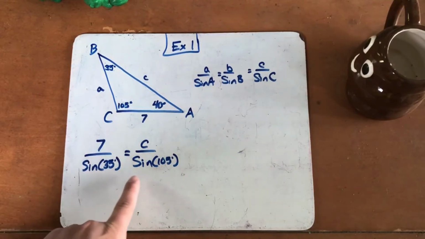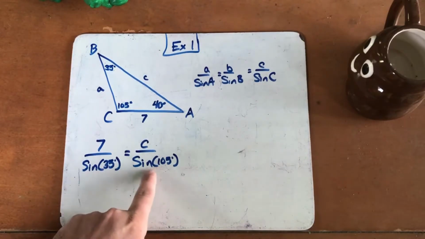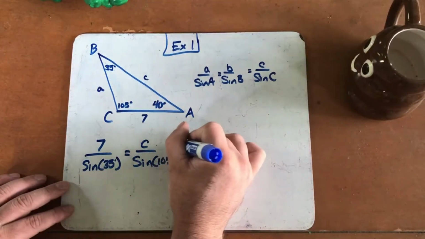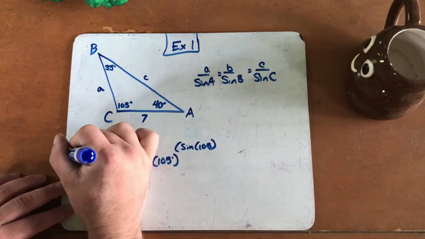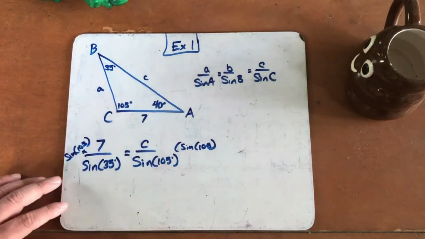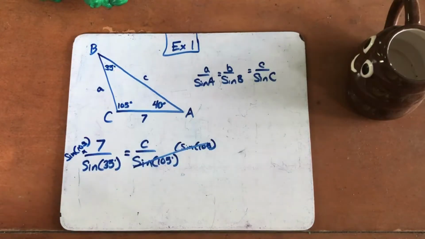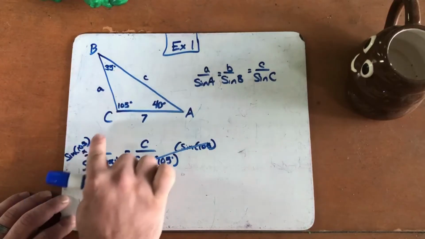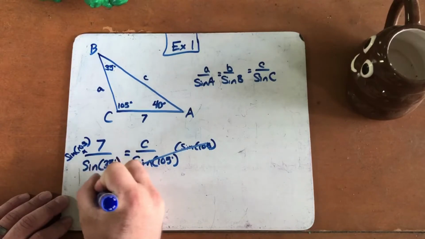So in order to solve this, I just need to multiply both sides by the sine of 105, and then C will be by itself. When I multiply this side by the sine of 105, and I multiply this side by the sine of 105, these two cancel out, just leaving me with side C, and I find out that the sine of 105 times 7 divided by the sine of 35 is approximately 11.8.